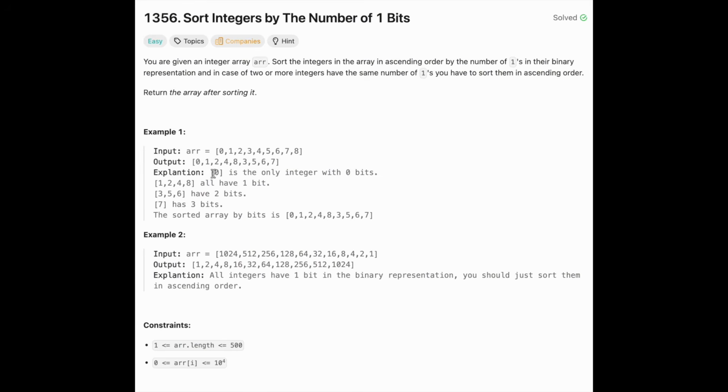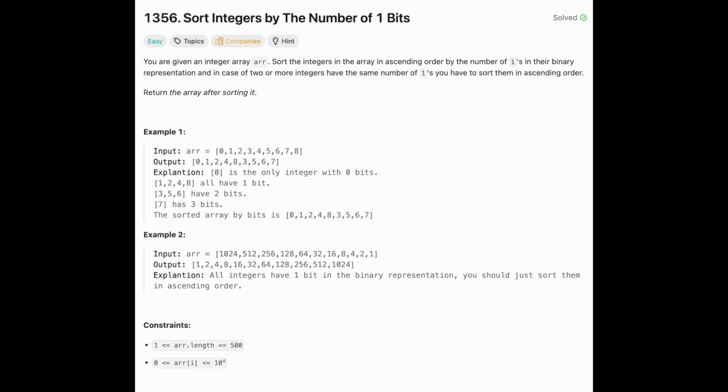So if we look at this example, 0 is at the front because it has 0 bits. These have 1 bit, so these 4 are next in ascending order. These have 2 bits, so ascending order here, and the last one, the number 7, has 3 bits, so we put it at the end. And for this example, all numbers have 1 bit in their binary representation, so we just sort them based on the number itself. So it will look like this.